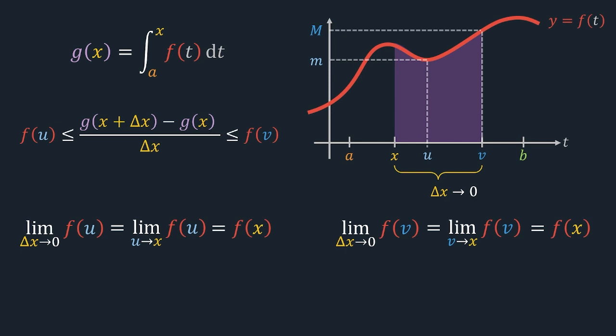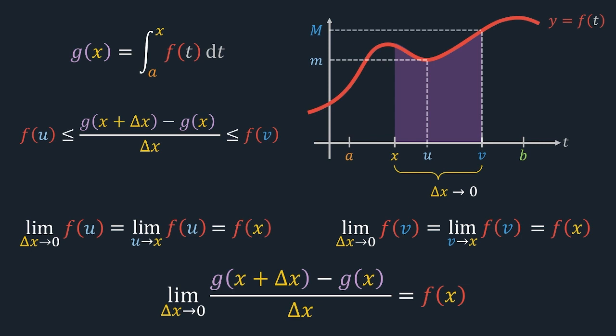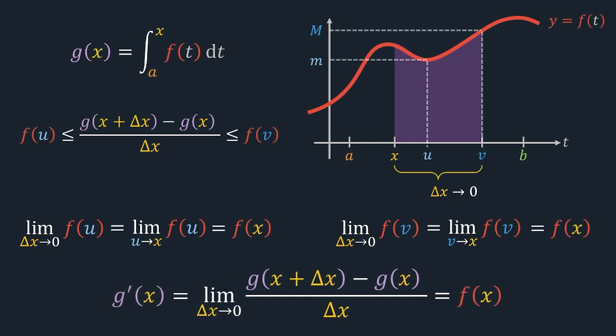So both of those outside limits have to equal f of x, which then means that the inside limit also has to equal f of x. And that inside limit is precisely g prime of x. So what we've shown here is that g prime of x equals f of x. There is admittedly the possibility that x could have been one of the endpoints a or b, but that's not too big a deal. We can always reinterpret those limits as one-sided limits if we need to deal with that.